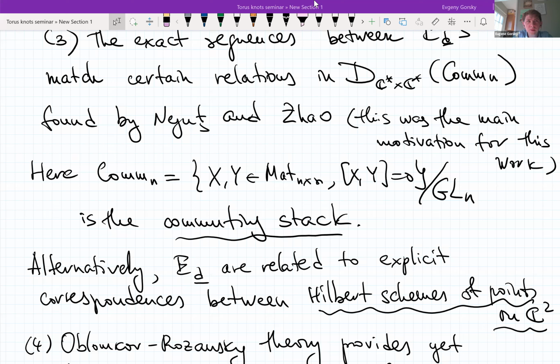Yeah, I think so. If you're interested in the mirror symmetry interpretation, I think you should look at Ben and Peter's paper. They have some Fukaya category interpretation of skein algebras.